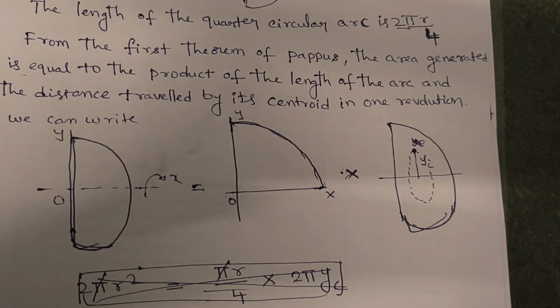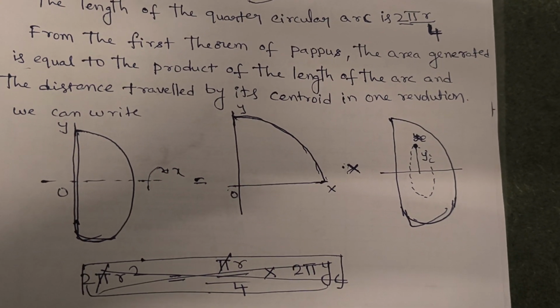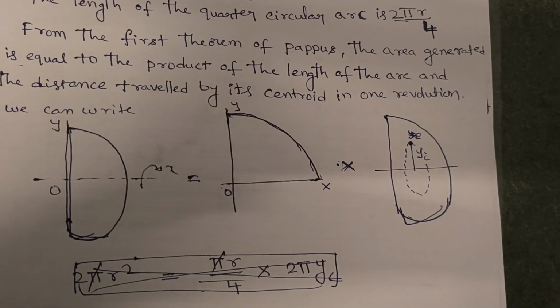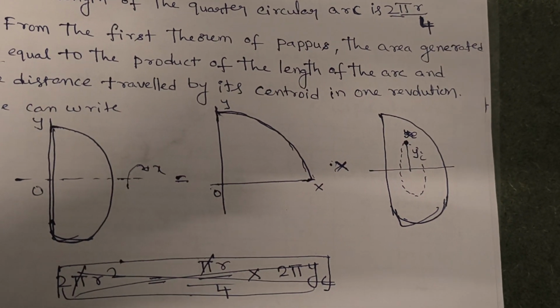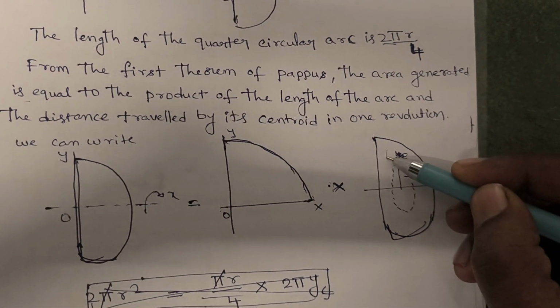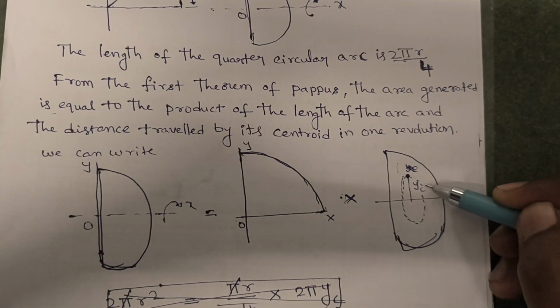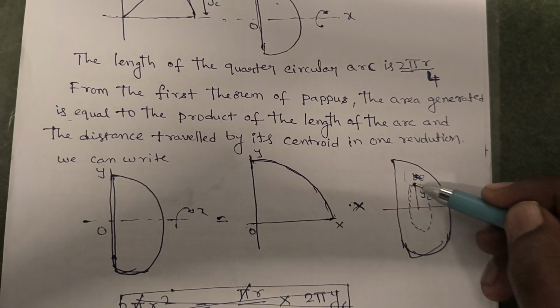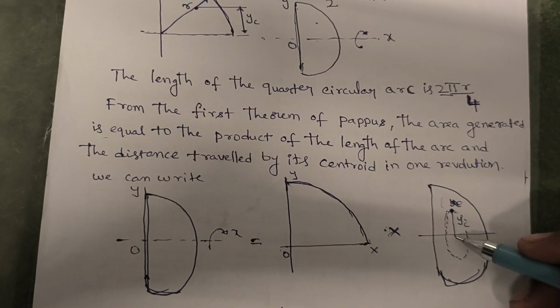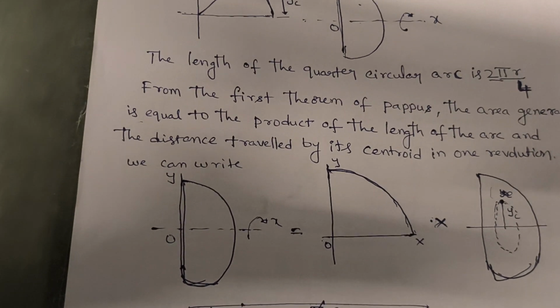As you see here, during one revolution, the distance traveled by the centroid is equal to the circumference of the circle, as shown in the figure. This is the distance traveled by the centroid, where the radius is yc. During one revolution, it forms the circumference of a circle.